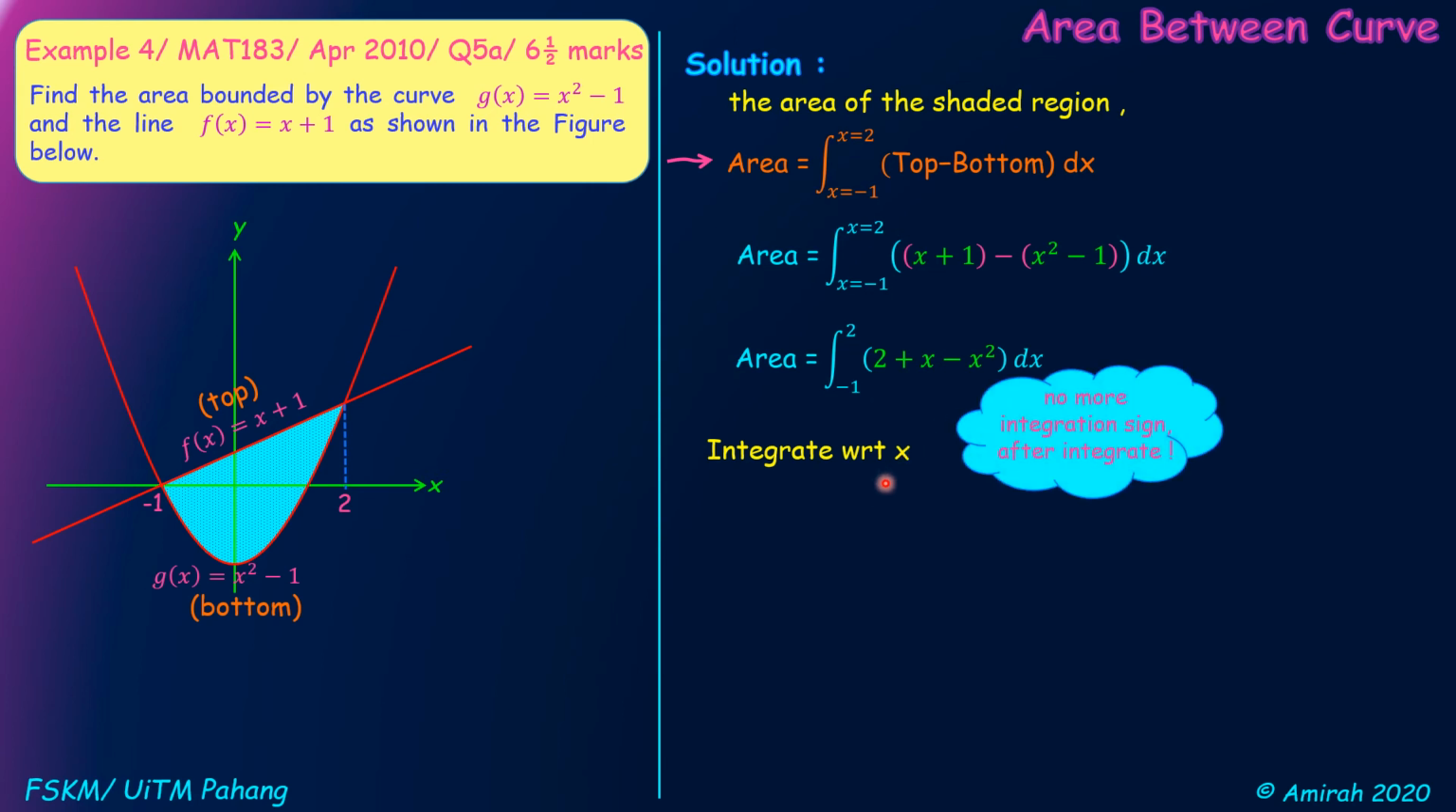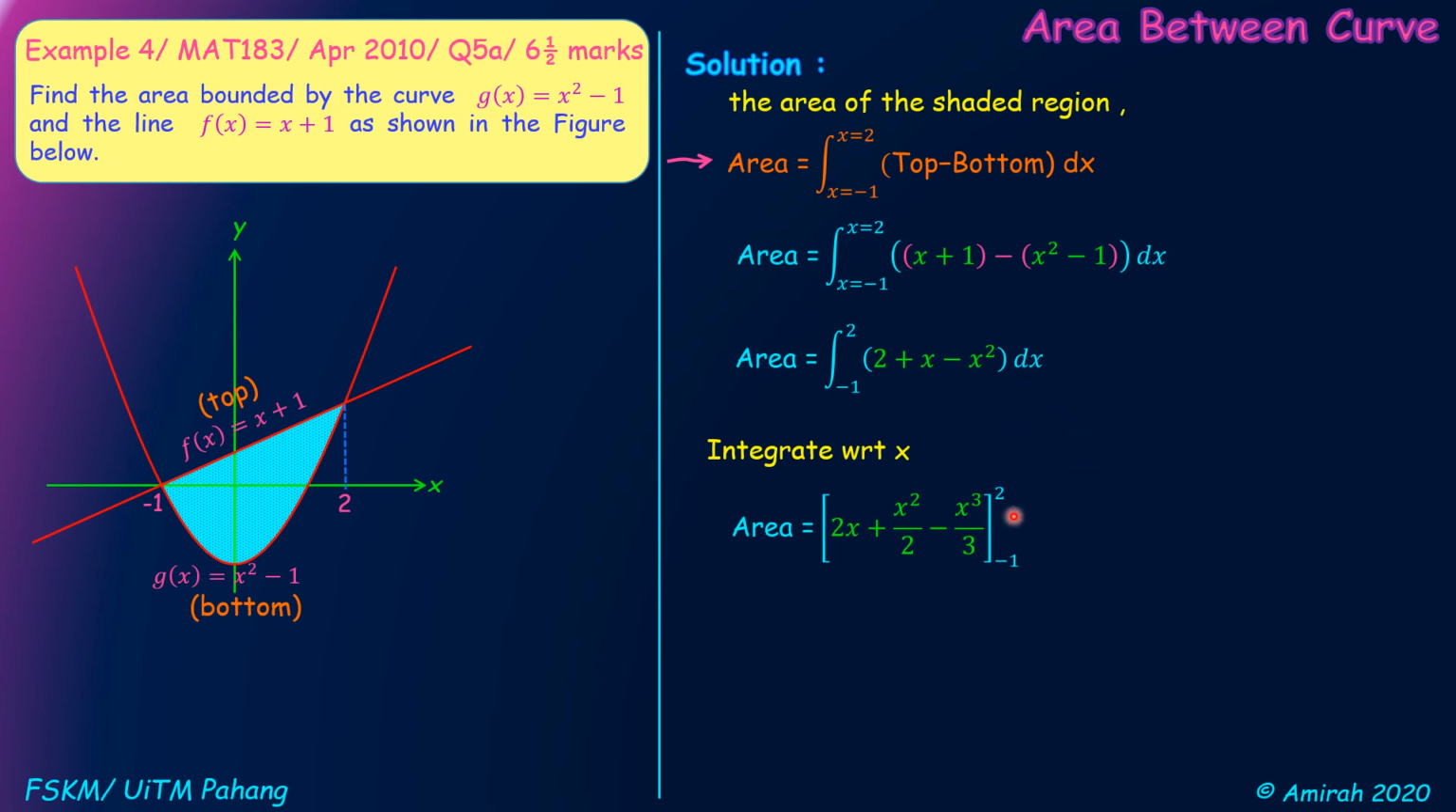When we integrate, there is no more integration sign after we integrate. So area equals, we integrate one by one. We integrate 2 to get 2x. Plus, we integrate x with respect to x using the power rule, so we get x squared over 2. And then minus, we integrate x squared using the power rule, we get x cubed over 3. And then no plus c because this is a definite integral. So we must write square brackets with the lower limit and upper limit.